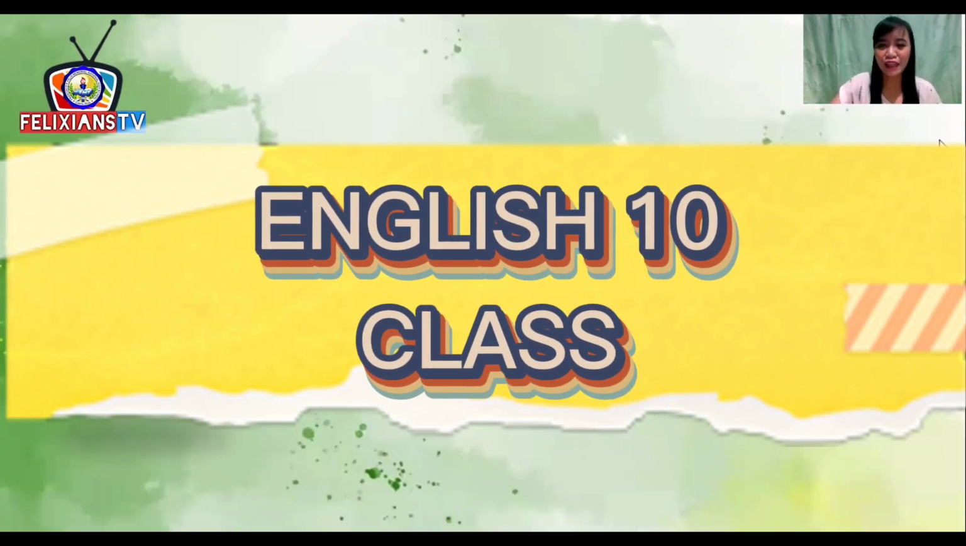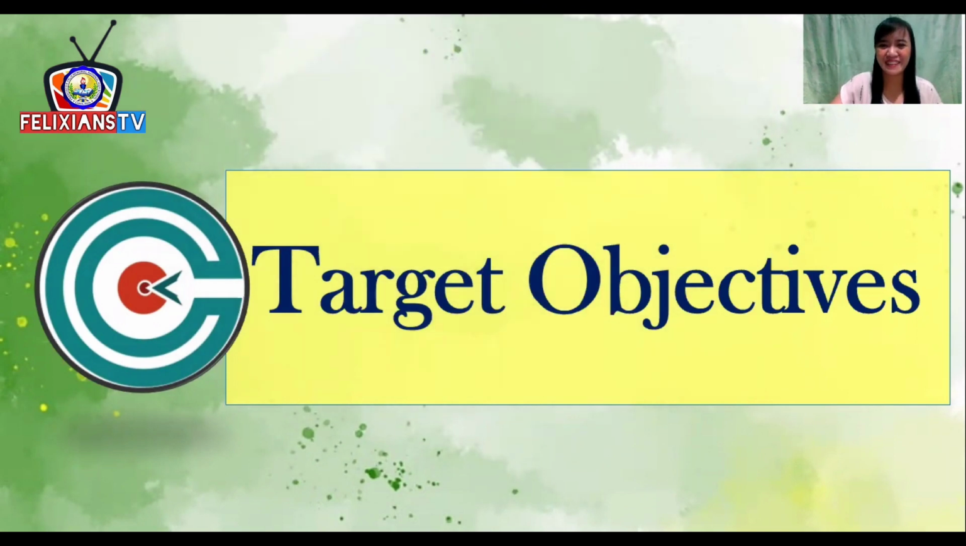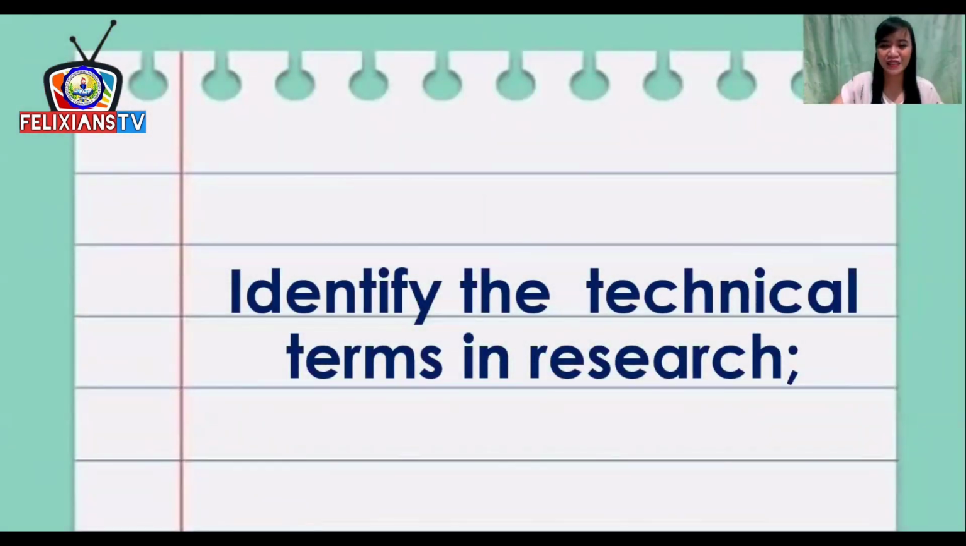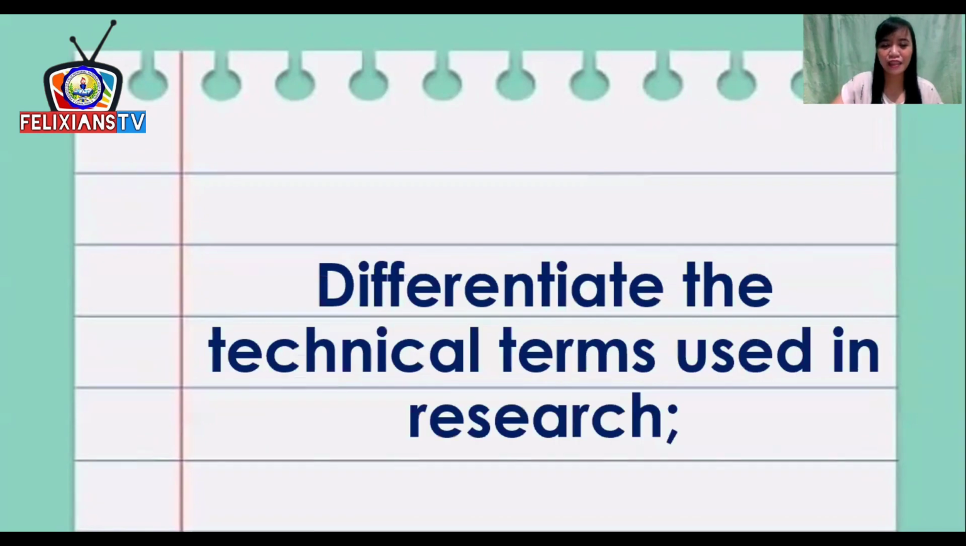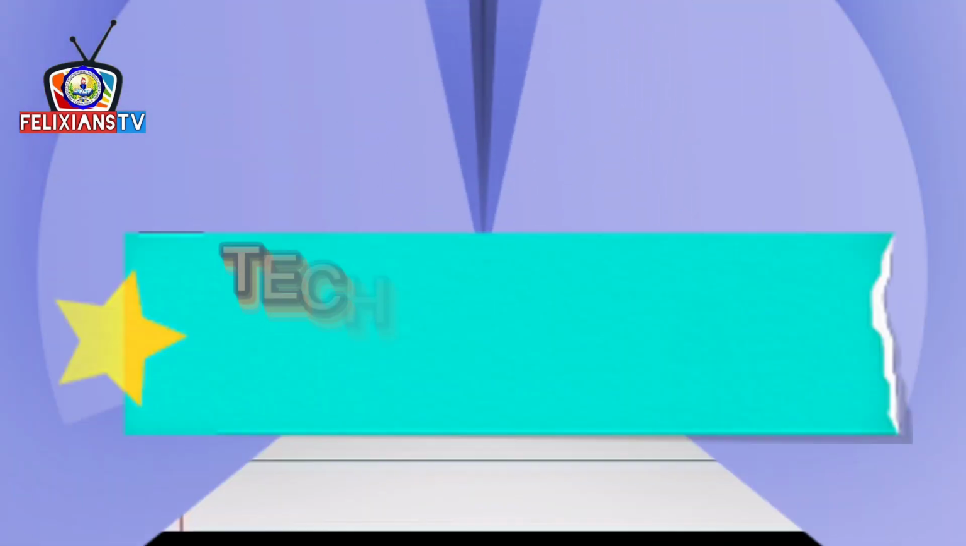Before we proceed to our lesson, allow me to share the target objectives for this lesson. First, identify the technical terms in research. Second, differentiate the technical terms used in research. And lastly, classify the technical terms used in research.